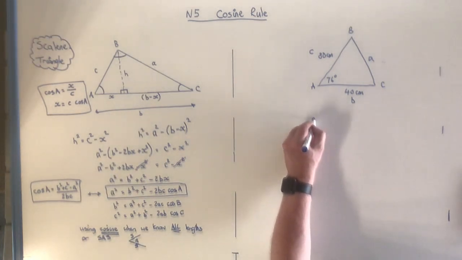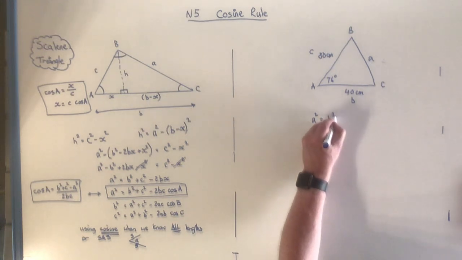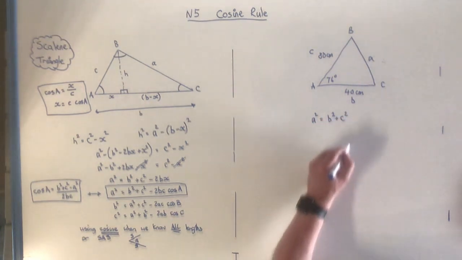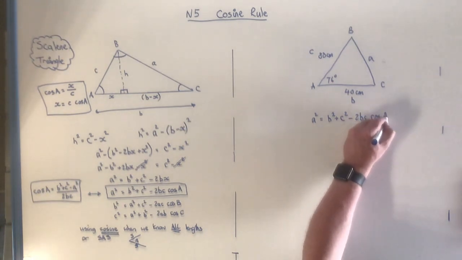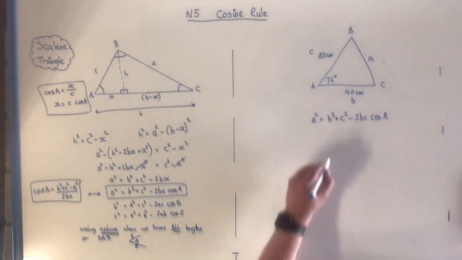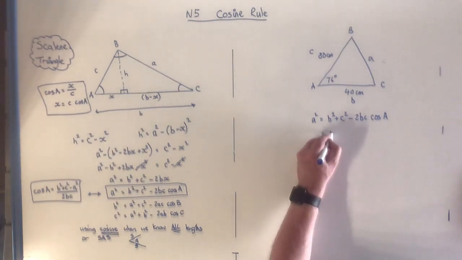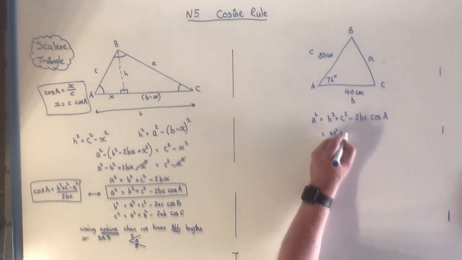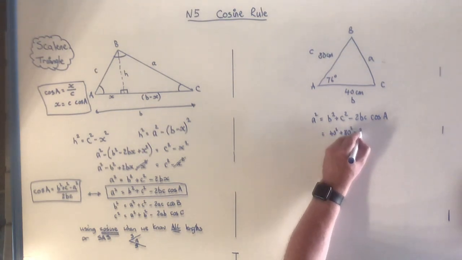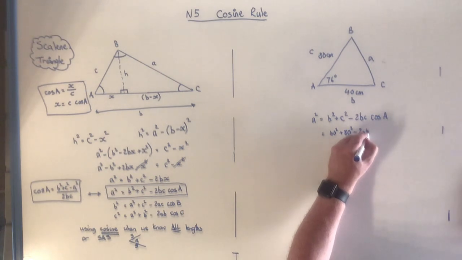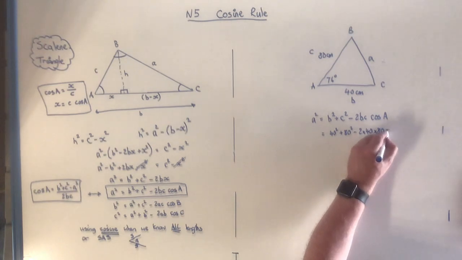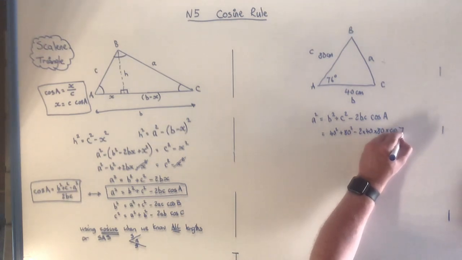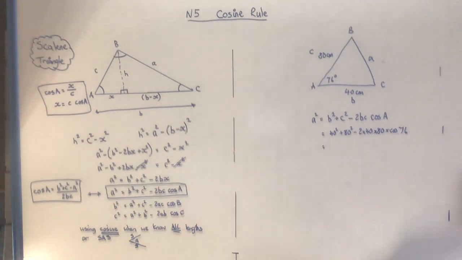So we don't have to decide what we're using, we know it's the cosine rule. So let's write it out. A squared is equal to B squared plus C squared minus 2BC cos A. So it's nice and easy now, we'll just bump in our numbers. So we've got 40 squared plus 80 squared minus 2 times 40 times 80 times cos of 76. Right, it's going to take me a wee bit of time to bump that into my calculator, but here we go.